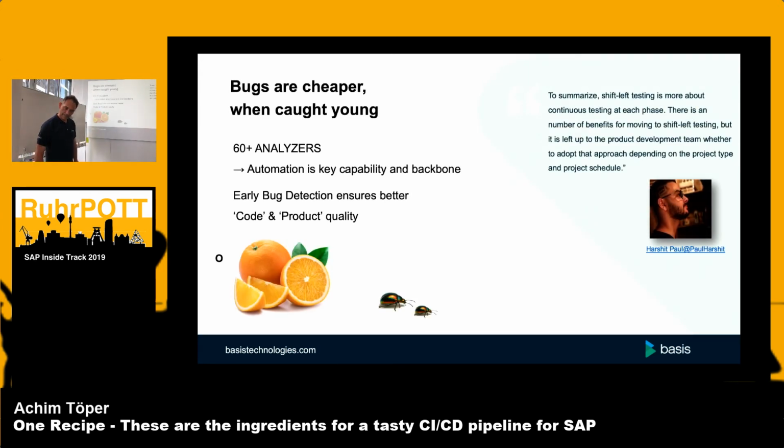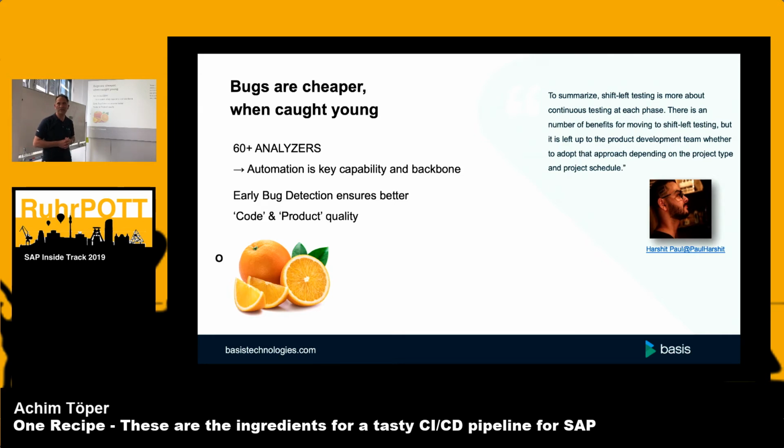Okay, let me talk about bugs. So Larry Smith, I think, was the founder of the shift-left testing approach. He said bugs are cheaper when caught young, so you see the bugs running here. And catching them young means this is the shift-left testing approach, so try to keep the quality as far left as possible in the process.